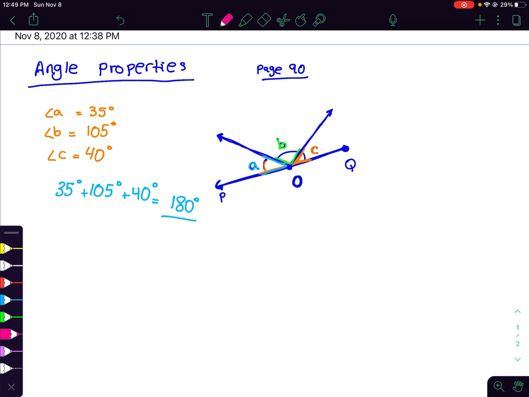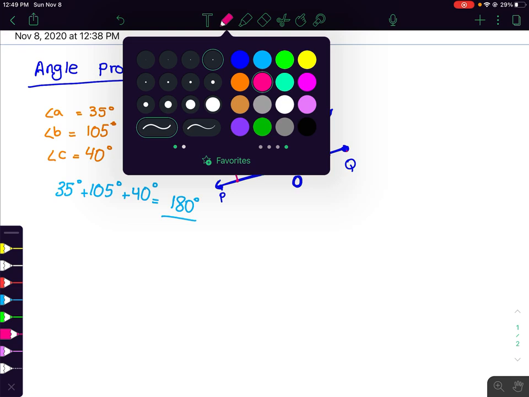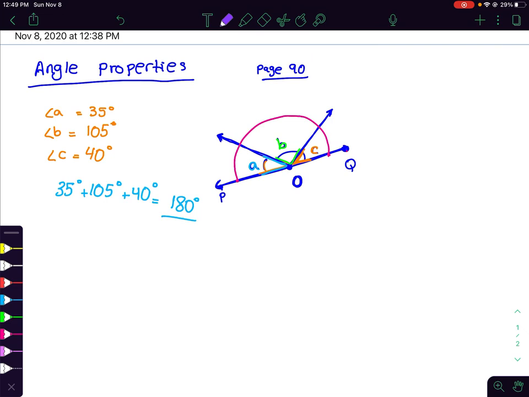180 degrees is what? It means from here to here, correct? That's what it means, because we add C, B, and A. So from here to here is 180 degrees. Here to here means what? From Q to P or P to Q. So the sum of angle measures on a line is 180 degrees. This is one of the rules that we need to remember. This is one of those pieces of information that we need to memorize.